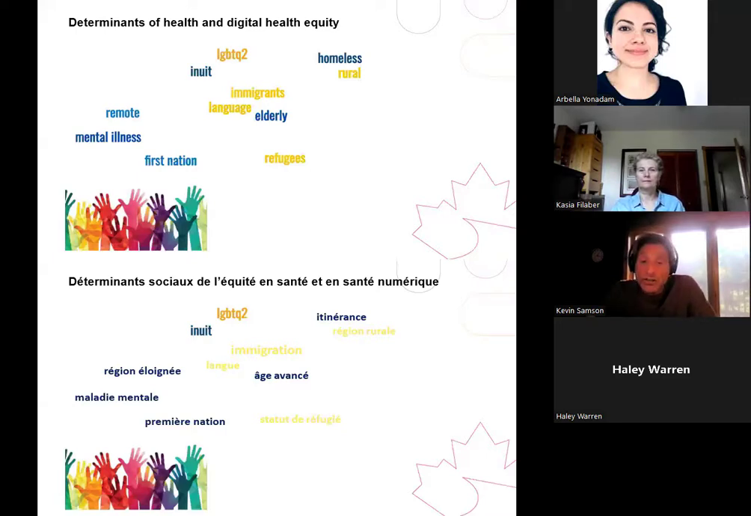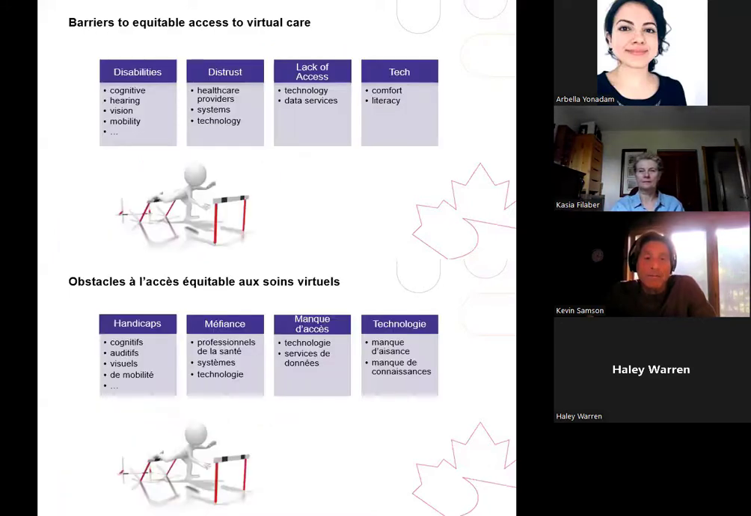The toolkit shows that we need to recognize that all communities have their own unique needs and sensitivities. Next. The toolkit also outlines barriers to equitable access that may exist with virtual care: disabilities, distrust in healthcare providers, systems, or technology, lack of access to technology or data services, lack of comfort with tech, and lack of tech literacy.